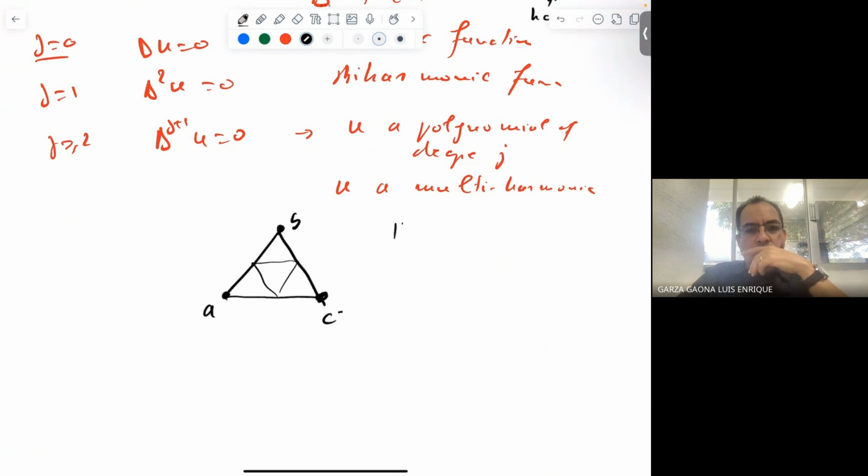So if I look at h0, the dimension of h0 is going to be 3. And then if I look at h1, I also need to impose a boundary condition on the derivative. That's why you get 3 times j plus 1 in general. So for the biharmonic function, the dimension of the space will be 6. And then for the triharmonic function, the dimension is going to be 9, and so forth.